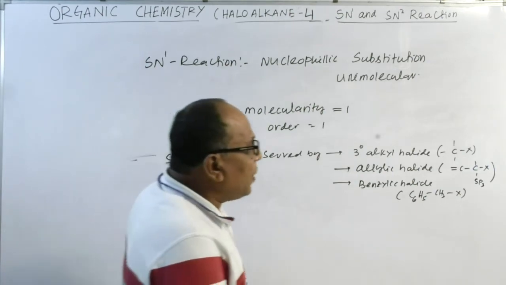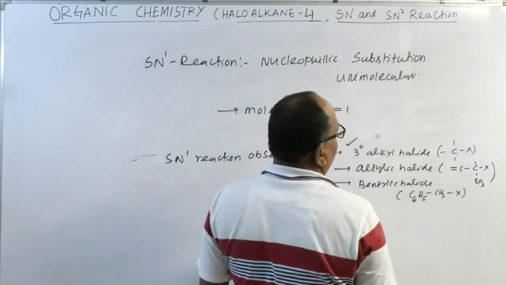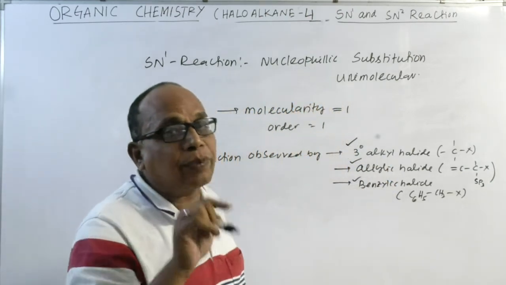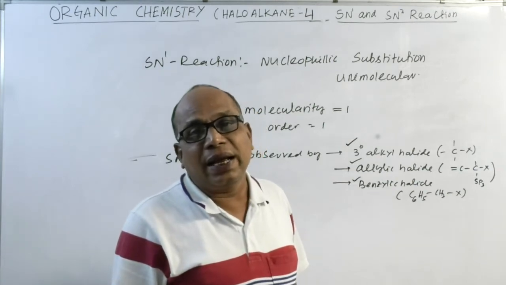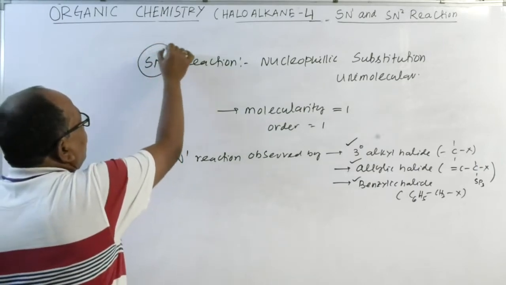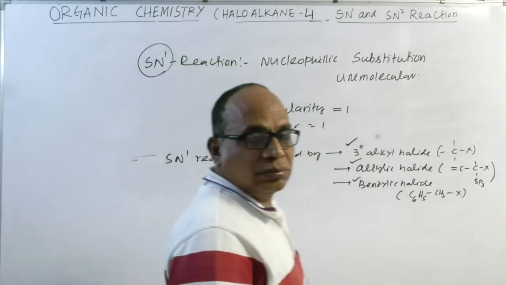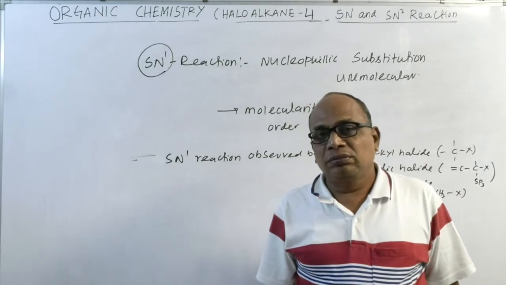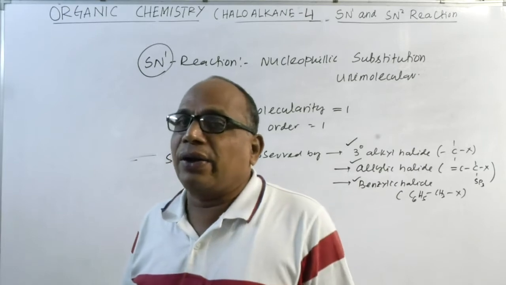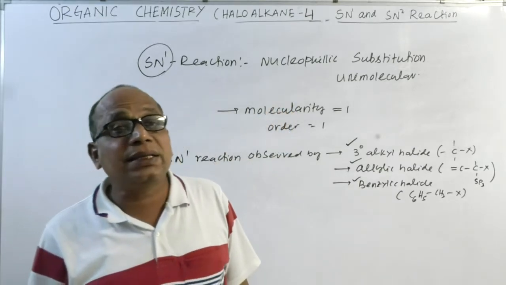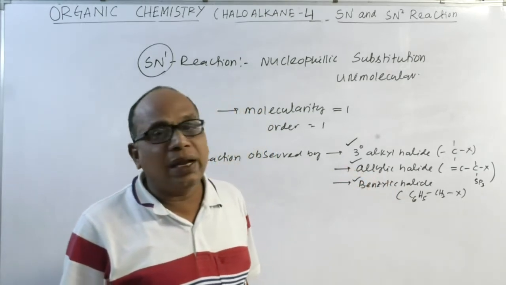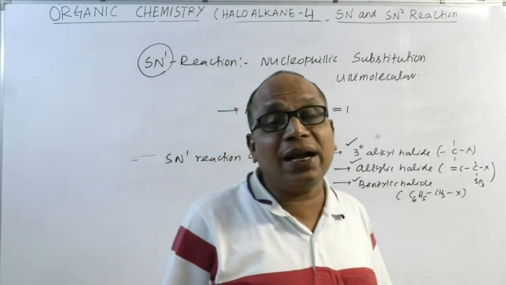So when the tertiary alkyl halide, allylic halide or benzylic halide undergoes a substitution reaction, meaning a nucleophilic substitution reaction, it must undergo the SN1 reaction. So we can guess which types of alkyl halide undergo SN1 reaction: it may be a tertiary alkyl halide, an allylic halide, or a benzylic halide.